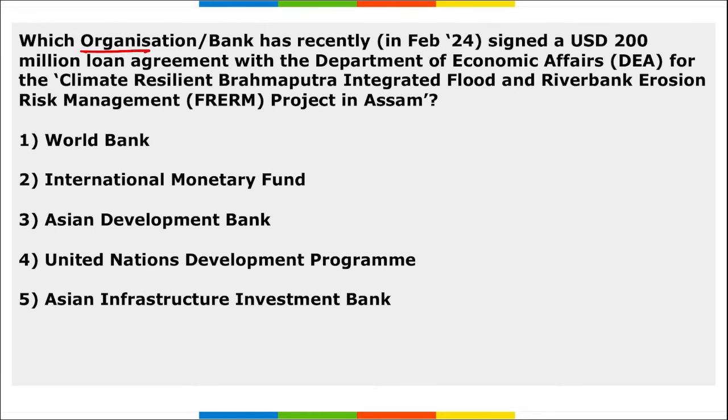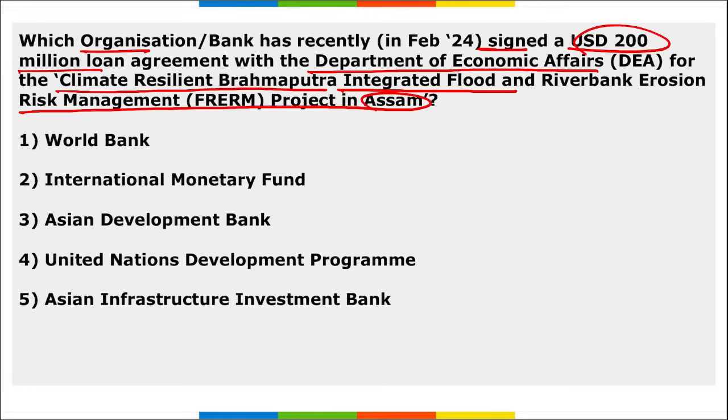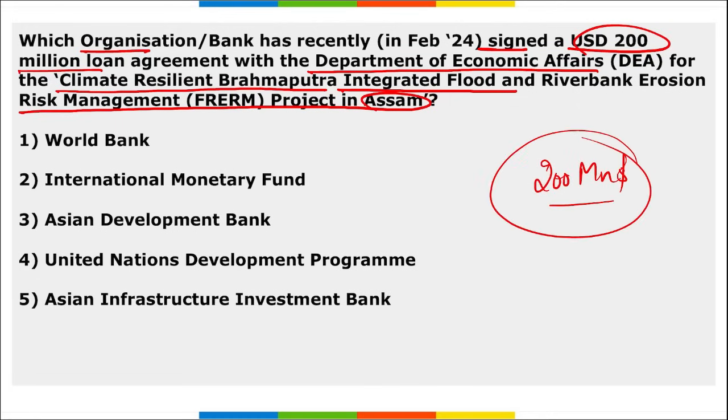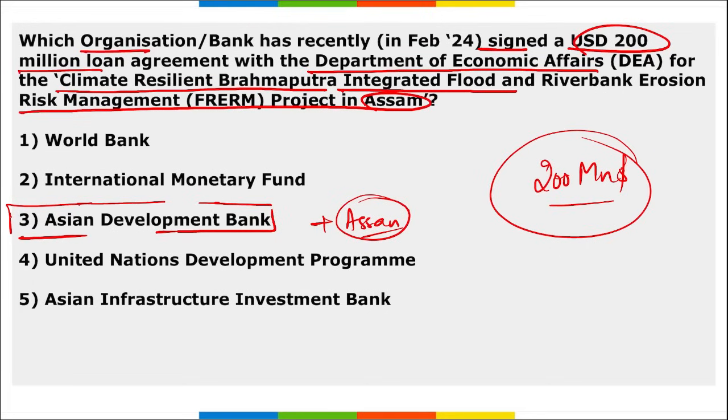Next, which organization or bank recently signed a $200 million loan agreement with the Department of Economic Affairs for the Climate Resilient Brahmaputra Integrated Flood and River Bank Erosion Risk Management Project in Assam? So for risk management and for protecting the banks of the Brahmaputra, a $200 million loan agreement was recently signed by which bank or organization? It is the Asian Development Bank, and it was signed with the Assam government. Correct? The loan has a principal repayment period of 15 years.